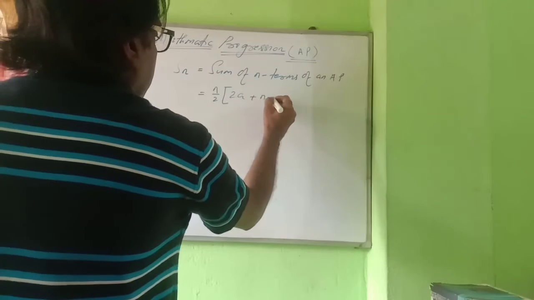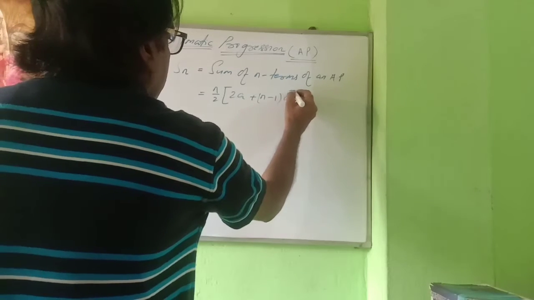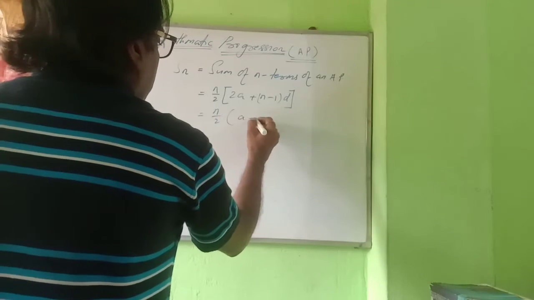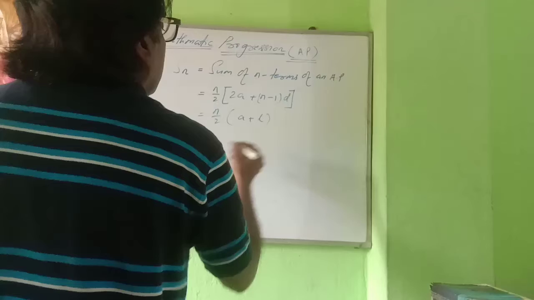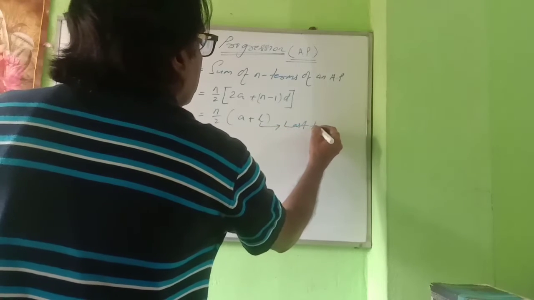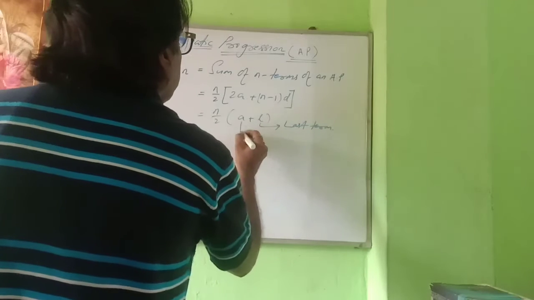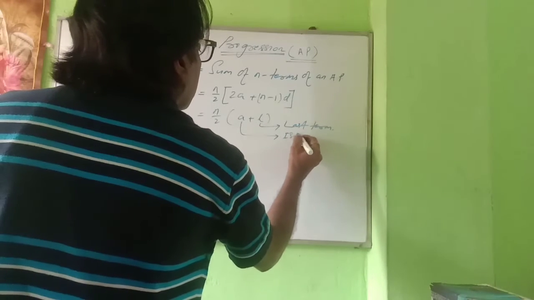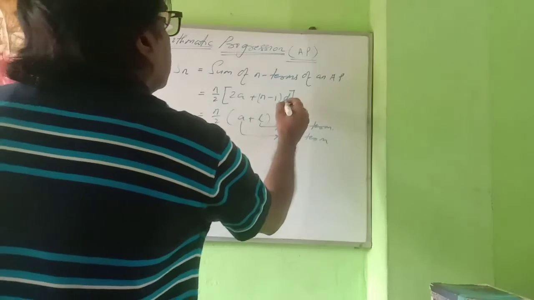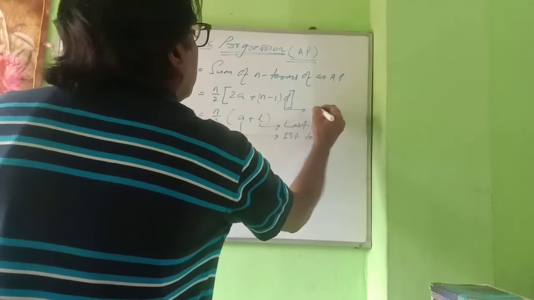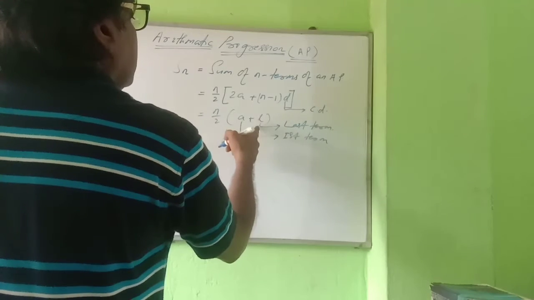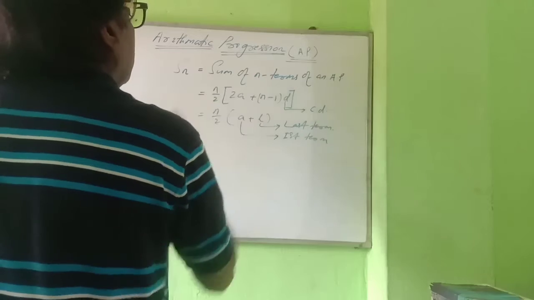n by 2 [2a plus (n minus 1)d], or you can write n by 2 (a plus l). What is l? That is the last term, a is the first term, and d stands for common difference. A is the first term, l is the last term, and n is the number of terms.